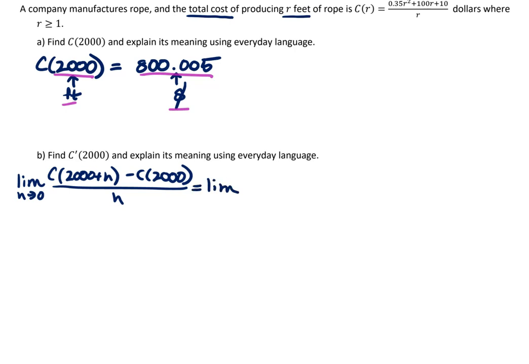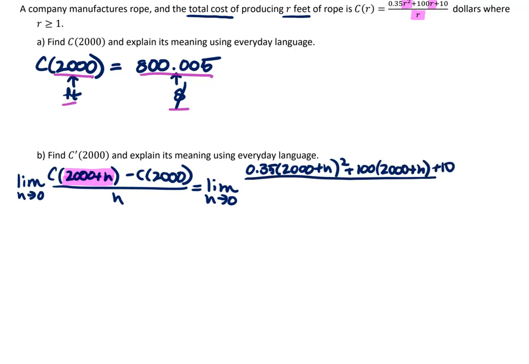So let's see if I can fit it in here. The limit as h approaches 0. Okay, so our function, if we want to plug in 2000 plus h, we're going to have to square it and multiply by 0.35. We're going to have to multiply by 100. We're going to have to add those up and add 10. And we're going to have to divide by our 2000 plus h. So I'll write that all out. This is just the first piece, and it's kind of a messy one. 0.35 times (2000 plus h) squared plus 100 times (2000 plus h) plus 10, all over 2000 plus h.